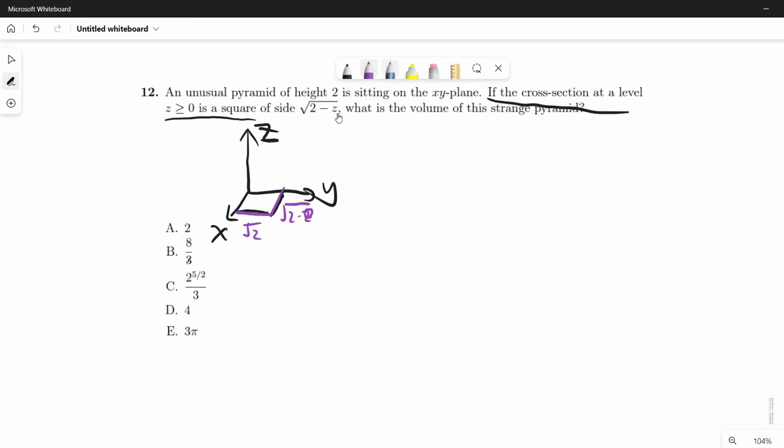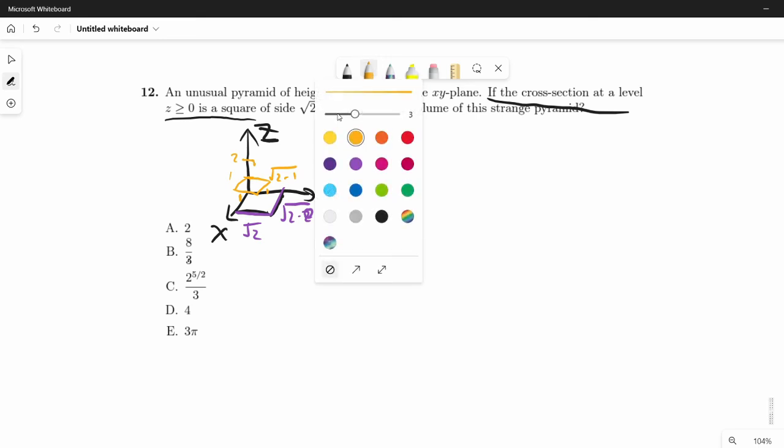And if we go up a level, let's say we are at z equal to 1 now. So here, there's a smaller square with side root 2 minus 1, right? So this square has sides of 1. And we can see that at z equal to 2, the square no longer exists since it's root of 2 minus 2, square root of 0, it has a side of 0. That would be where the top of the pyramid would be.